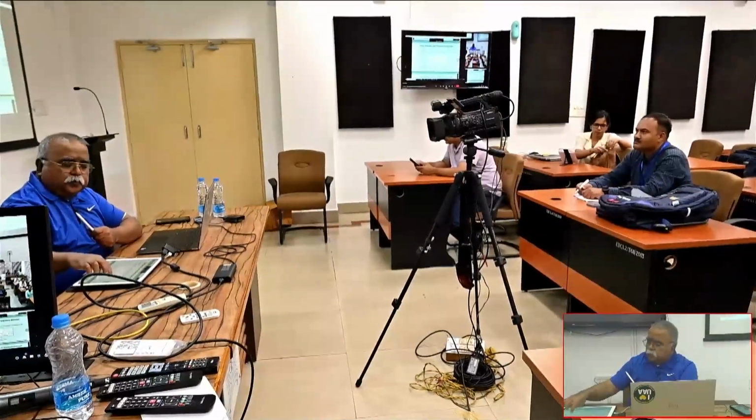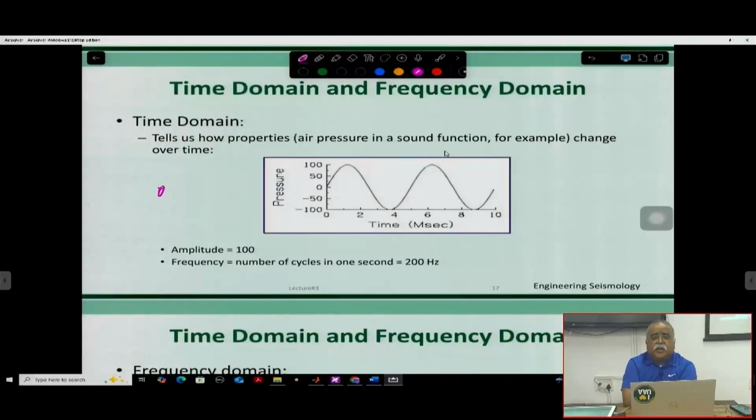So if it is a time domain signal, suppose it might be the pressure with time, and the amplitude is 100, and the number of cycles in 1 second is, say, 200 hertz. You can calculate it, because there is one cycle and then another cycle within the time. So its frequency is basically 200 hertz, right?